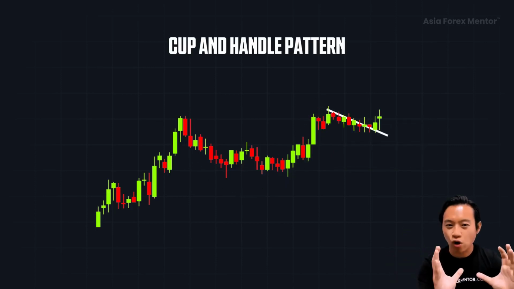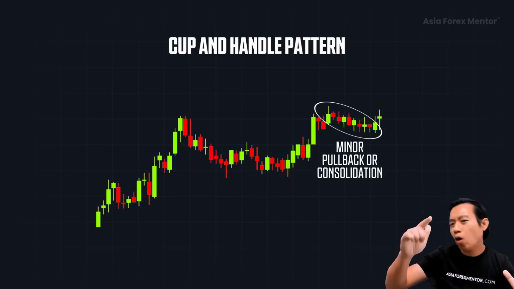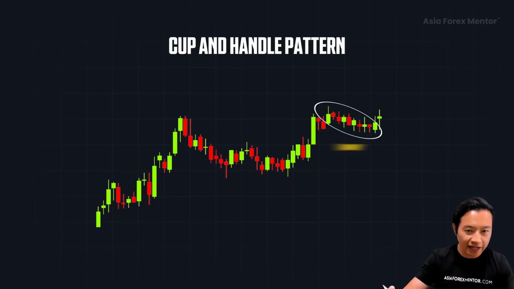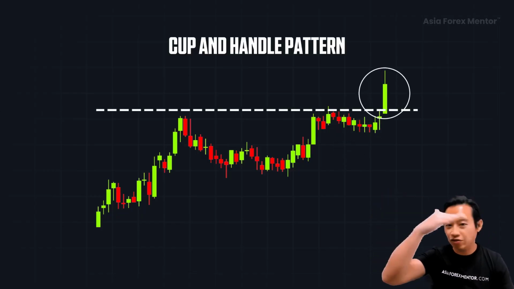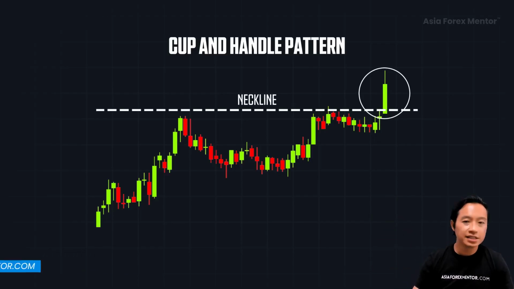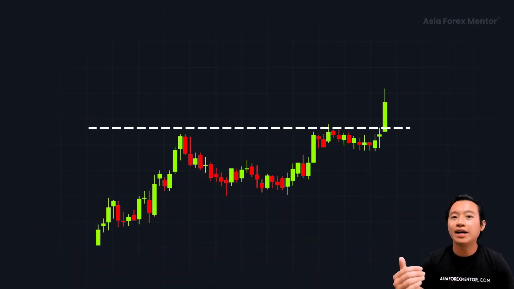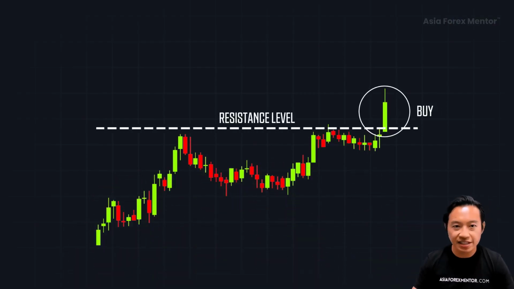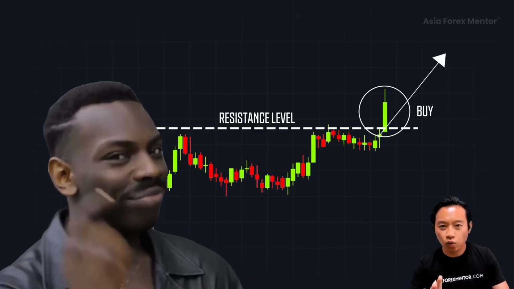Once the cup is completed and price reaches the top, there is a minor pullback or a consolidation, which is what we call the handle, before price tries to break above the resistance level. And that is the neckline. So here's the thing. Most traders rush to buy when price breaks above the resistance level, assuming that it's going to keep climbing. But hey, we know better, right?